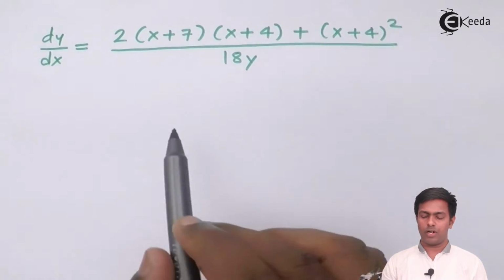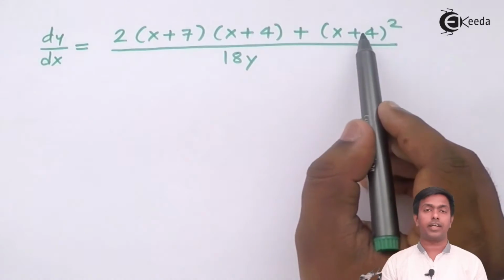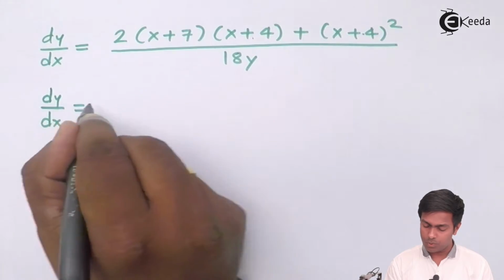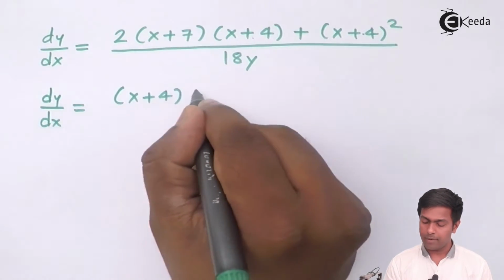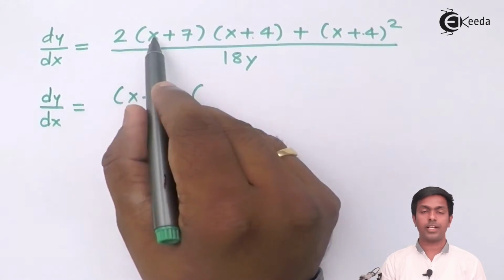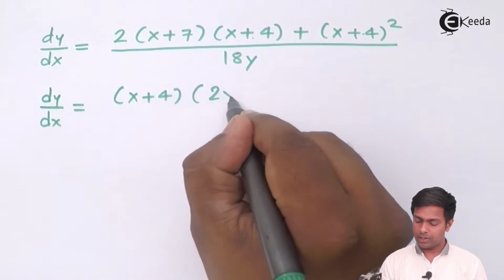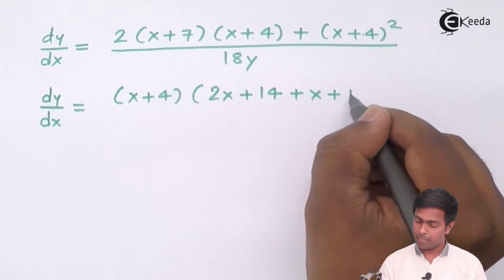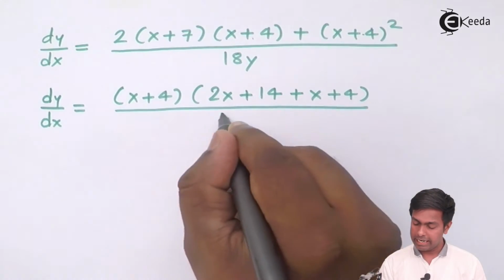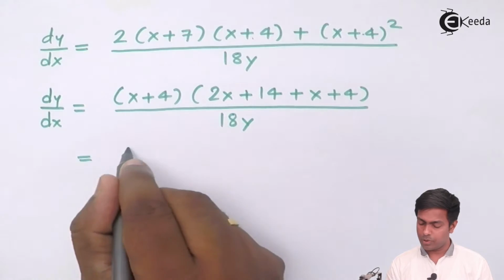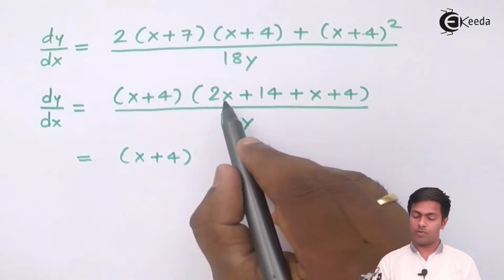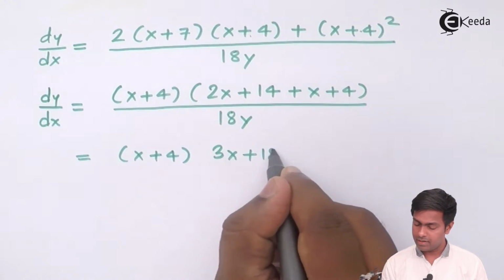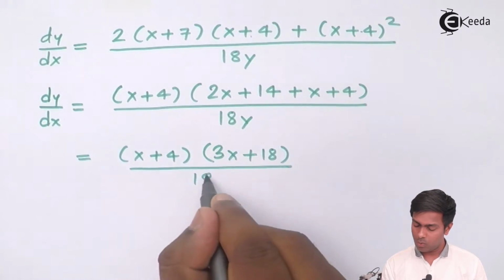before doing that, from the numerator I will take x plus 4 common. So we'll get dy by dx equal to x plus 4 common. In the bracket from here we'll get 2x plus 14, so here I'll write 2x plus 14, and from here we will get x plus 4, upon 18y. So this is equal to x plus 4. This will become 3x, and this is 18. So 3x plus 18 upon 18y.